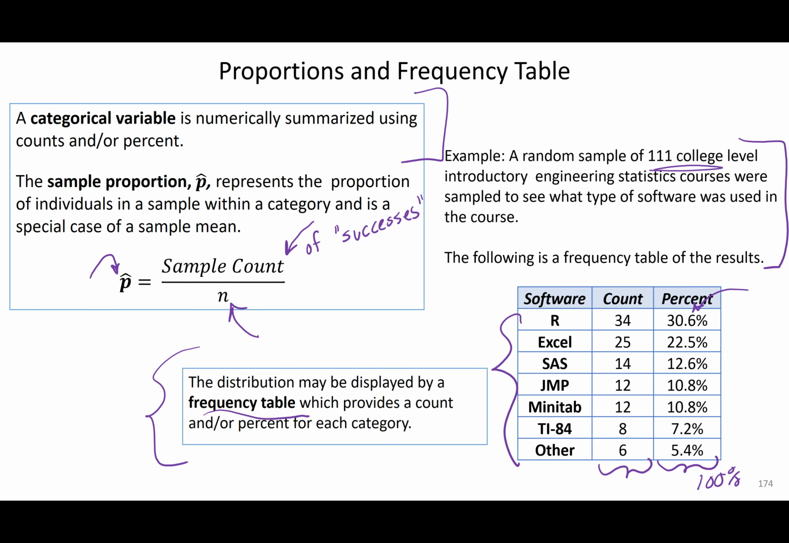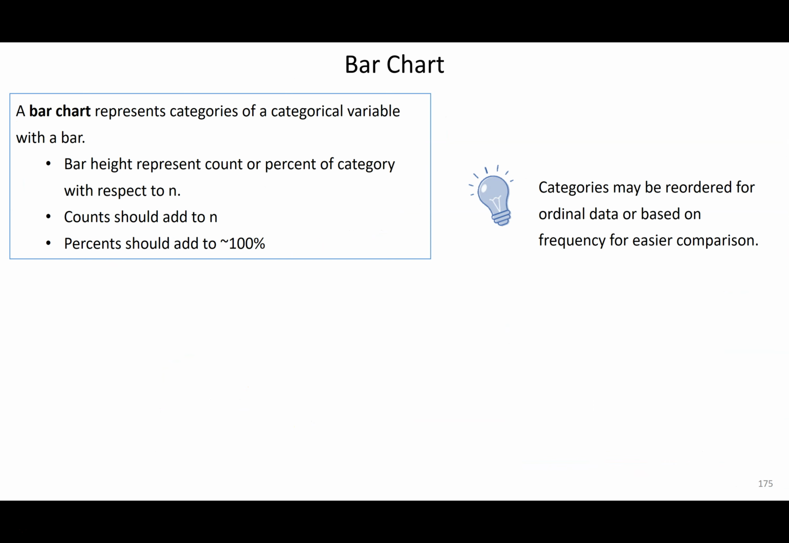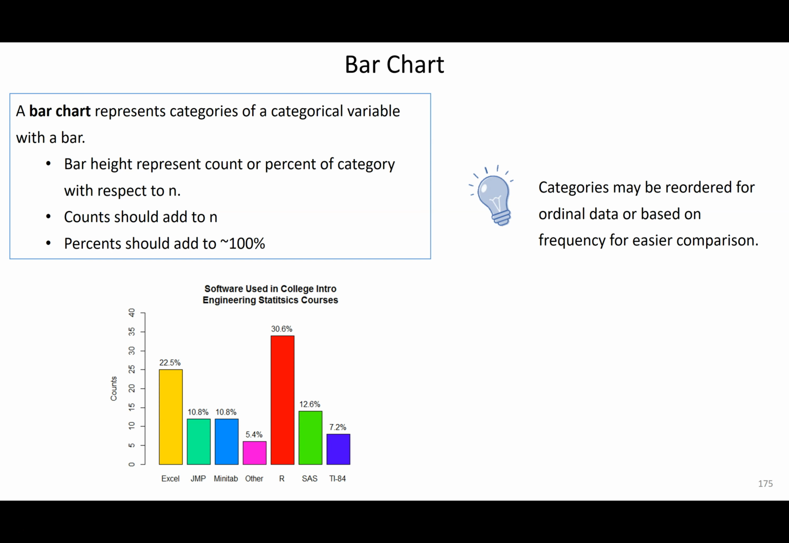So I'm going to introduce the bar chart first because we tend to like them a little bit better. A bar chart represents the categories, and then the height can be the counts, or the proportion, or the percent. So the bar height is count or percent or proportion, with respect to whatever the sample size is.